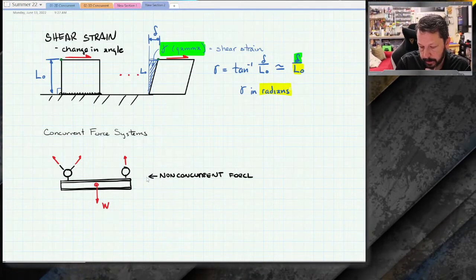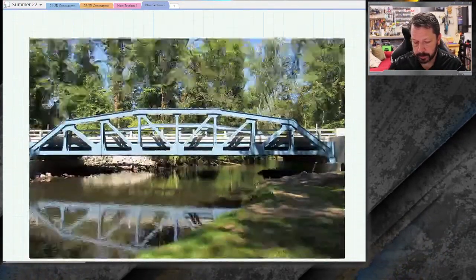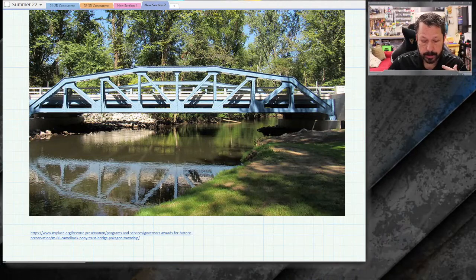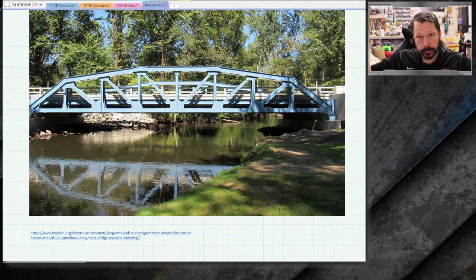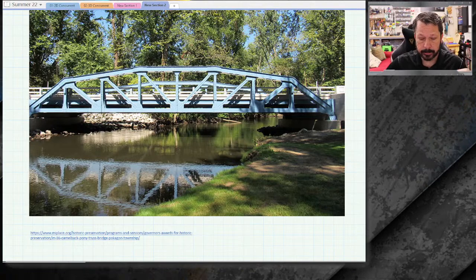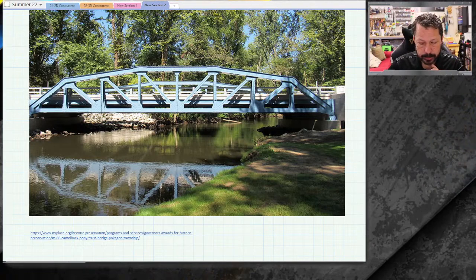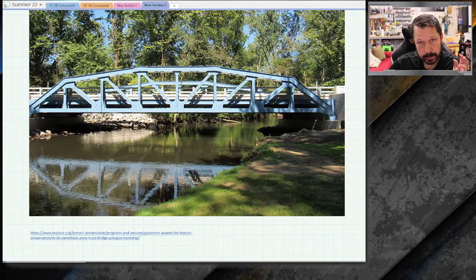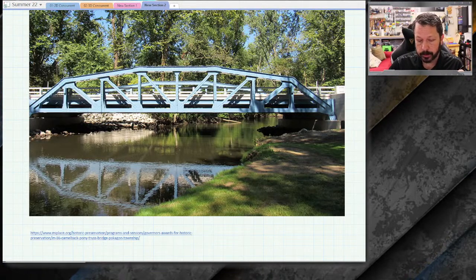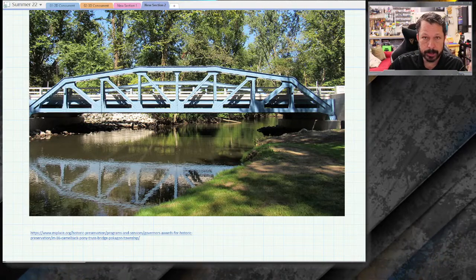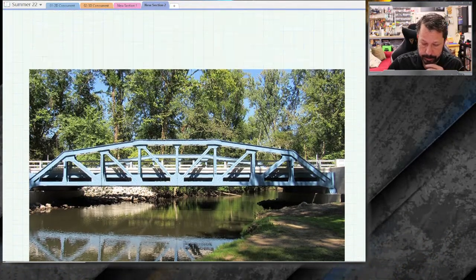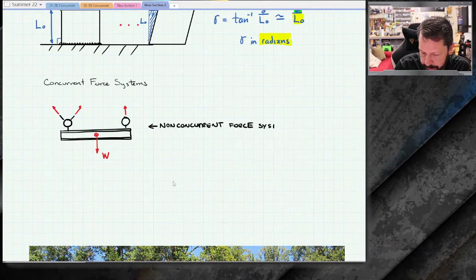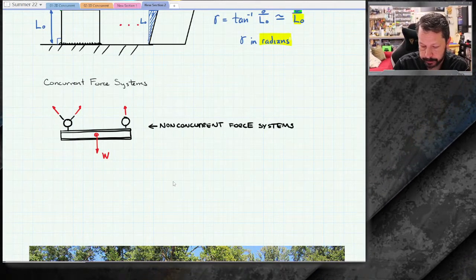And all of our stuff that we do with these bridges and truss structures is going to be non-concurrent. We're going to be able to look at each one of these little places where stuff is joined together and treat those as concurrent force systems, but the whole truss as one big structure is not concurrent. So we've got to be able to deal with these non-concurrent force systems.